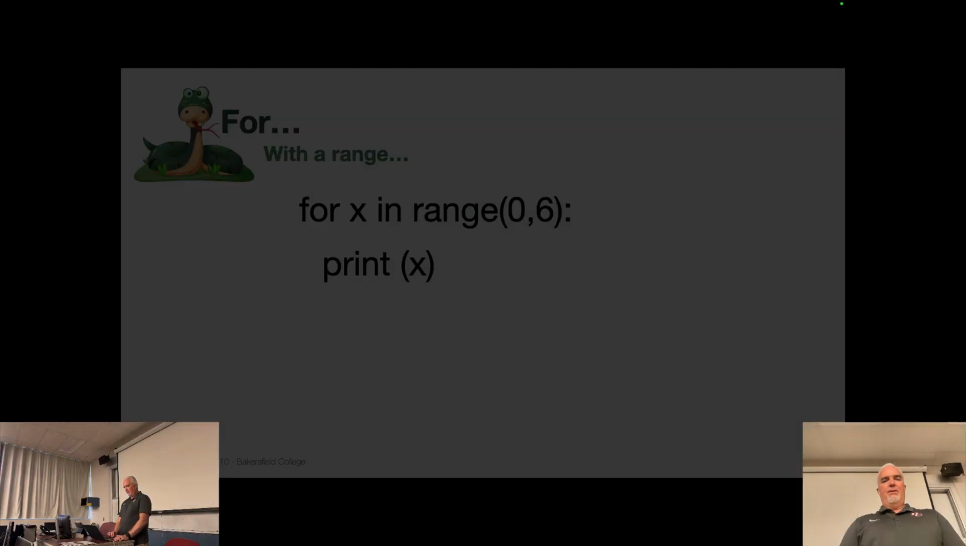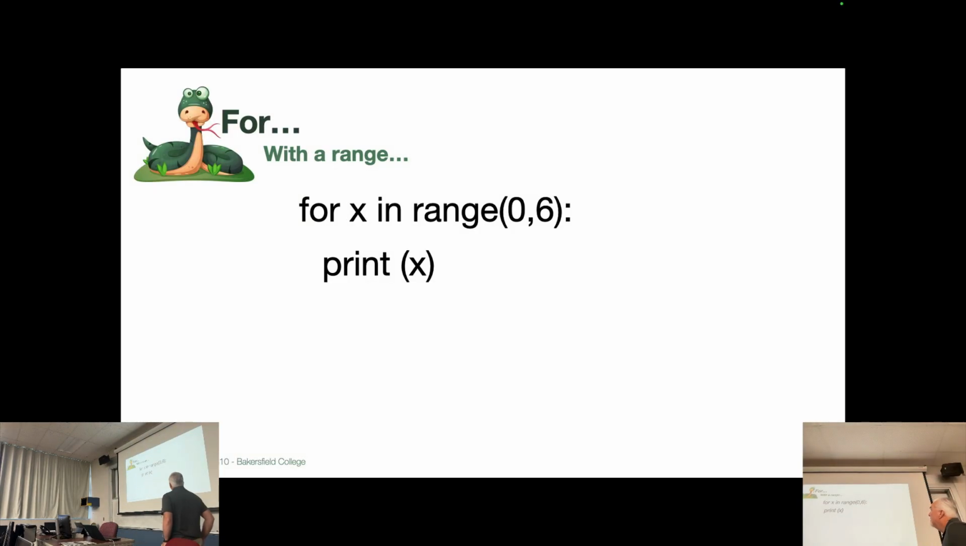And that function is range. Range allows us to define a list of numbers or a range of numbers using just a simple function with a couple of arguments. So when I do this for x in range 0, 6, what's going to happen is that loop is going to repeat itself starting at 0 and then incrementing by 1 until it reaches 6.